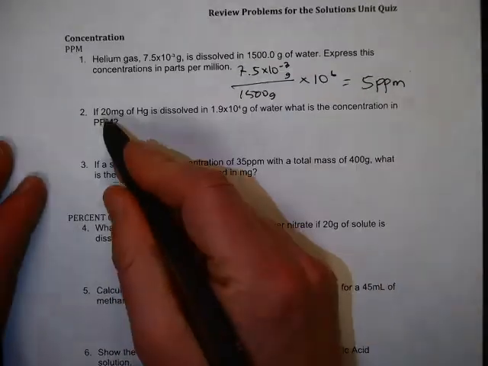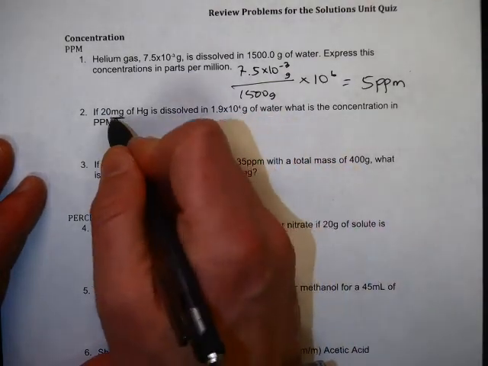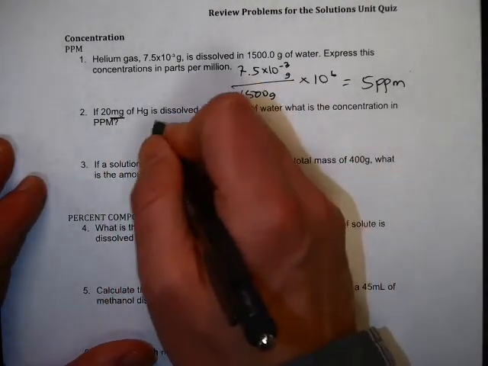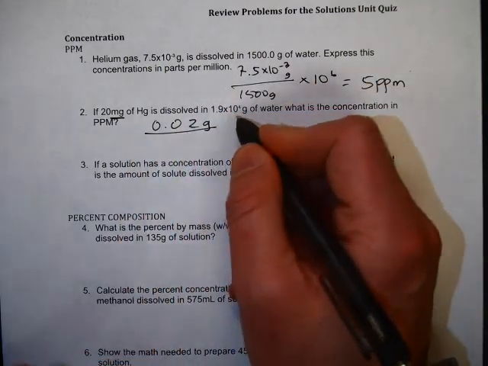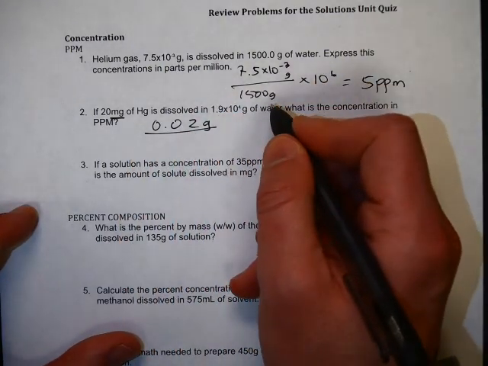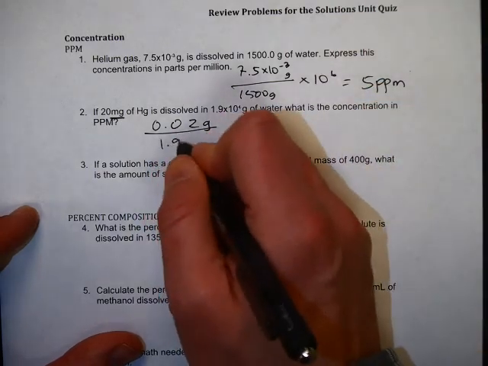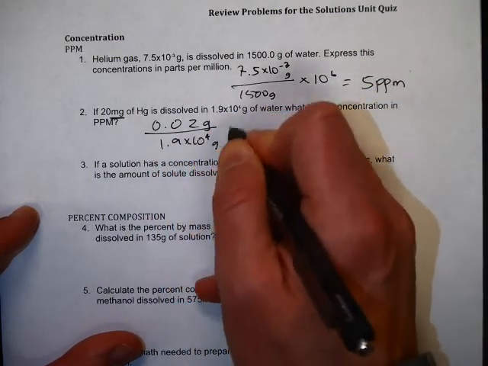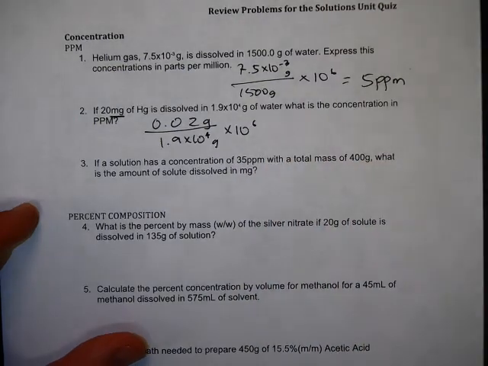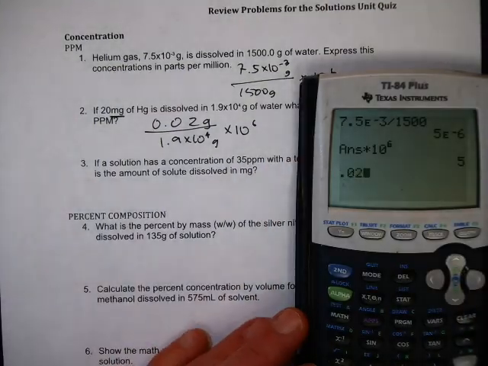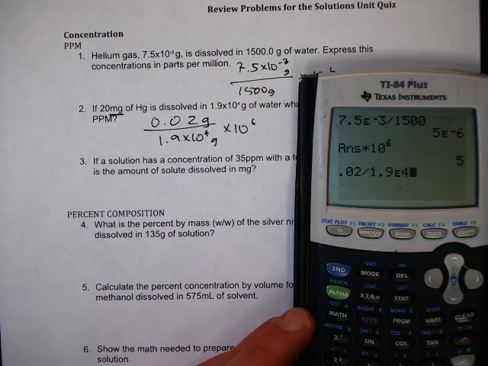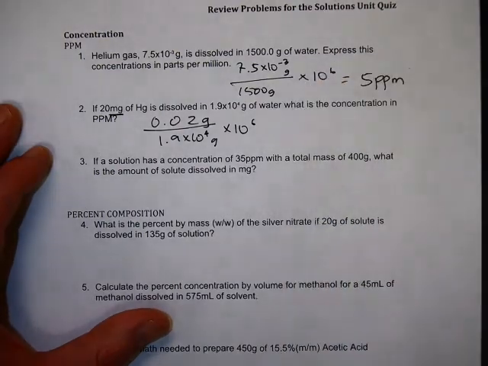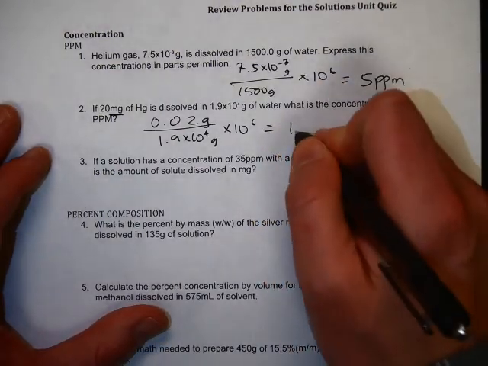Next one is 20 milligrams of mercury. Notice it's in milligrams, so you have to convert your milligrams into grams first. That's 0.02 grams. And it's in 19,000 grams of water, 1.9 times 10 to the fourth. And then multiply that by a million. So 0.02 divided by 1.9 times 10 to the fourth times 10 to the sixth. Got 1.05 parts per million.